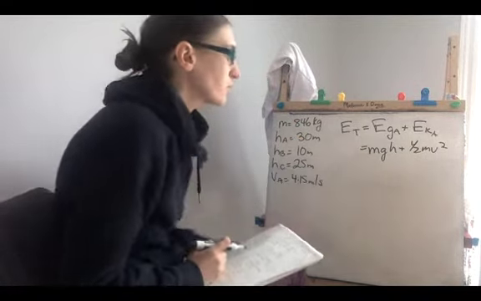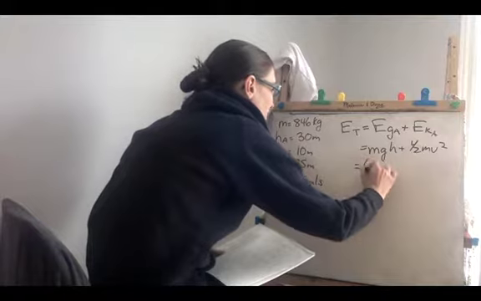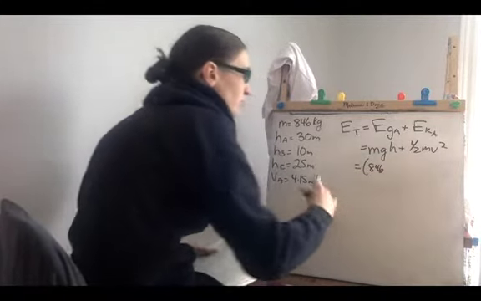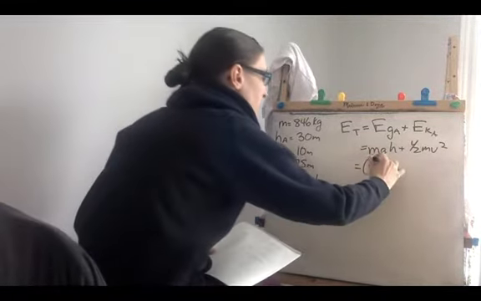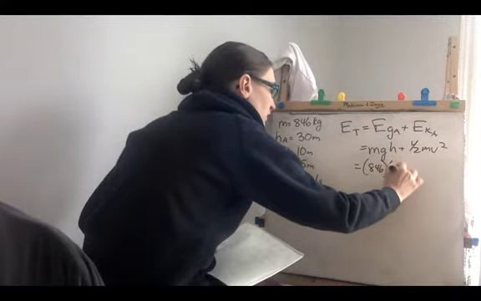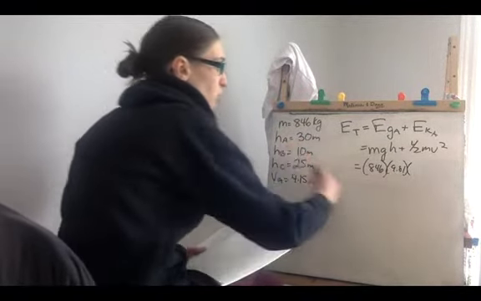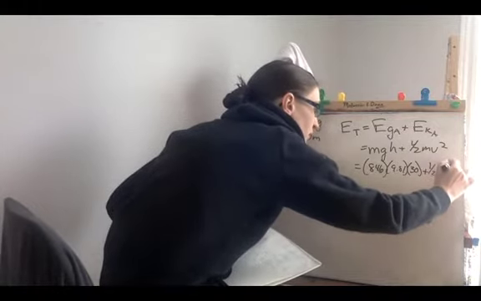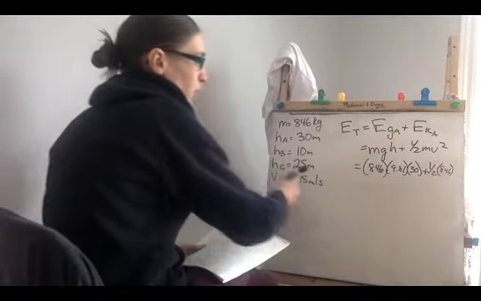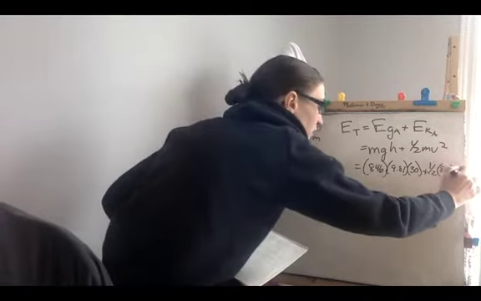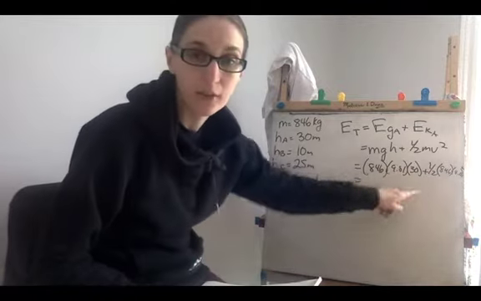We have that the mass is 846 kilograms. I'm just going to leave off my units because I'm not going to have enough space. Multiplied by our gravity, 9.81 meters per second squared, multiplied by our height, which is 30 meters, plus our 1/2 times our mass of 846 kilograms, multiplied by our velocity of 4.15 meters per second squared, okay? And all we need to do there is just calculate, right?